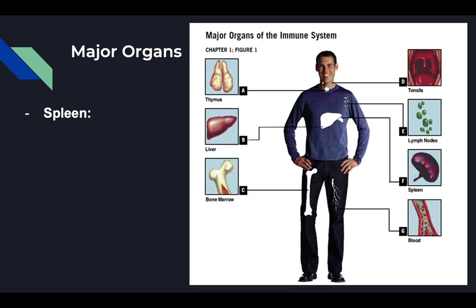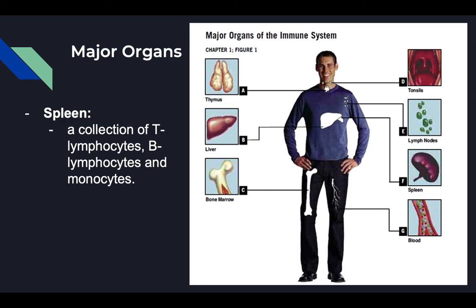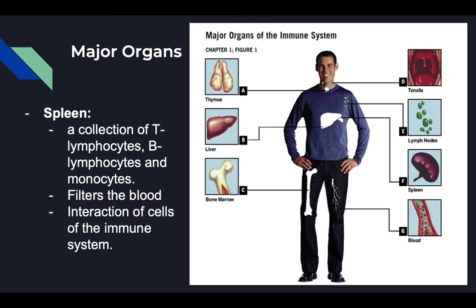All right, next we have the spleen. So the spleen is a collection of T lymphocytes and B lymphocytes and monocytes. And the spleen also filters the blood. So it allows for this place of interaction of cells of the immune system. Again, I'll give you a second to pause.